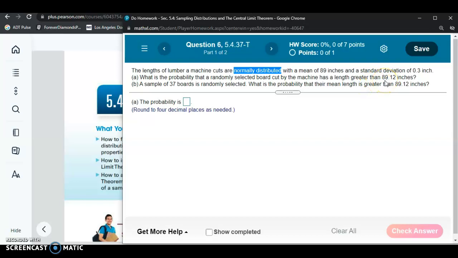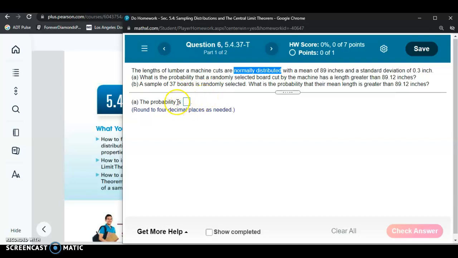89.12 inches? And part B asks, a sample of 37 boards is randomly selected. What is the probability that their mean length is greater than 89.2 inches? So, at first glance, it might seem like these two questions are asking the same thing. But if you read the questions again carefully, part A is asking about one board, while part B is asking about the mean of 37 randomly selected boards.